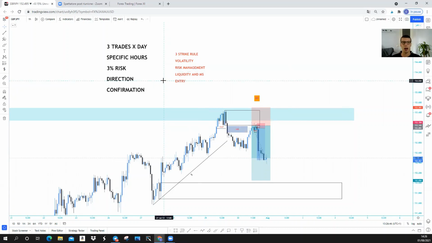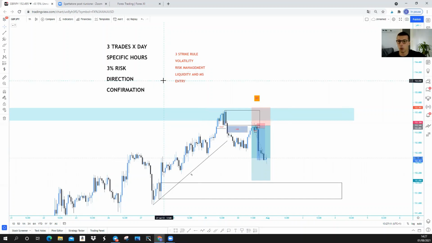Also, another reason why I don't trade London session on Mondays is because I want to see how the market is moving after we actually open the week. So we open the week and I want to see during London session on Monday what happens, what direction the market is taking, and then I start trading. So this is what I do usually.